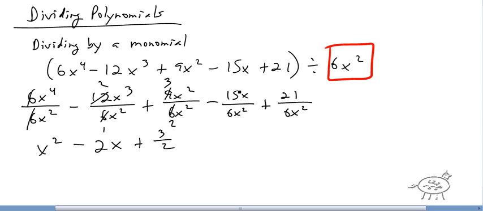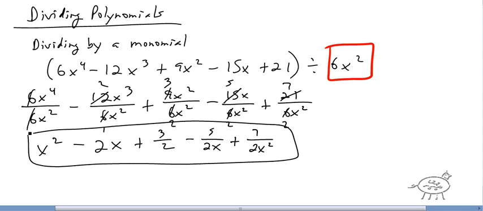This one, 3 goes into 15 5 times. 3 goes in 6 twice. The x's win by 1. So it's 5 over 2x. This one, 3 goes into 21 7 times. 3 goes into 6 twice. There's nothing on top except for the bottom, so it's plus 7 over 2x squared.